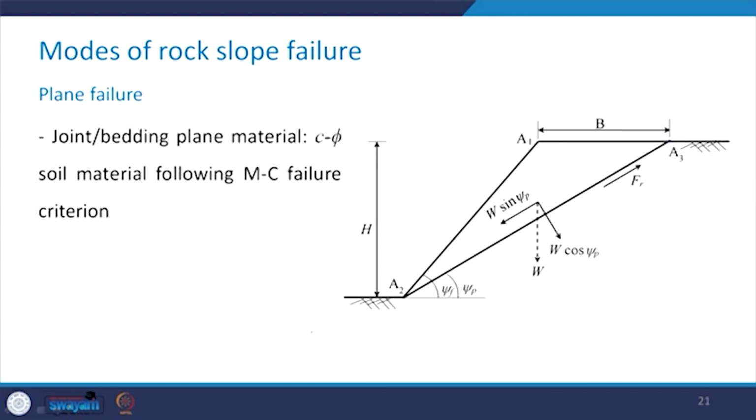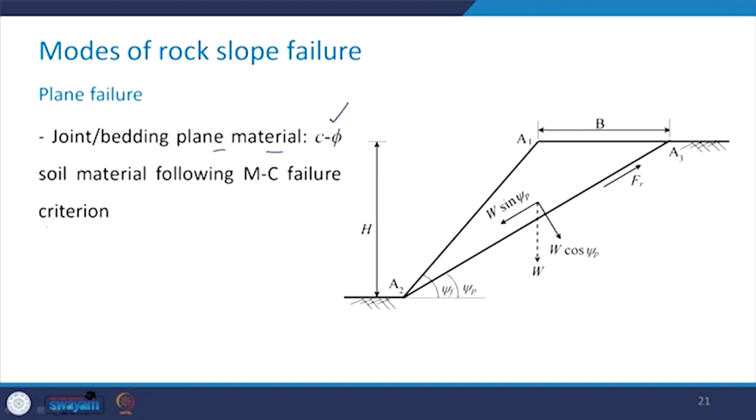It is assumed that the joint or the bedding plane material follows the Mohr-Coulomb failure criterion, and it can be considered as a c-phi soil material. Now, let us try to take a look at some of the mathematical expressions here.